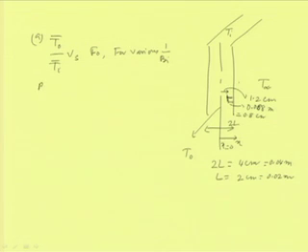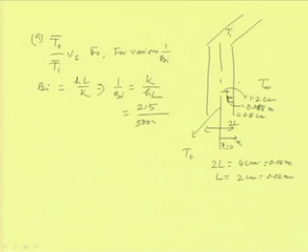For Biot, we know that it is h into L by k, which implies 1 by Biot is equal to k by hL, and this value is equal to 215 by 500 into 0.02 meter. So this is becoming 21.5. So the Biot number, which is dimensionless, is 21.5.